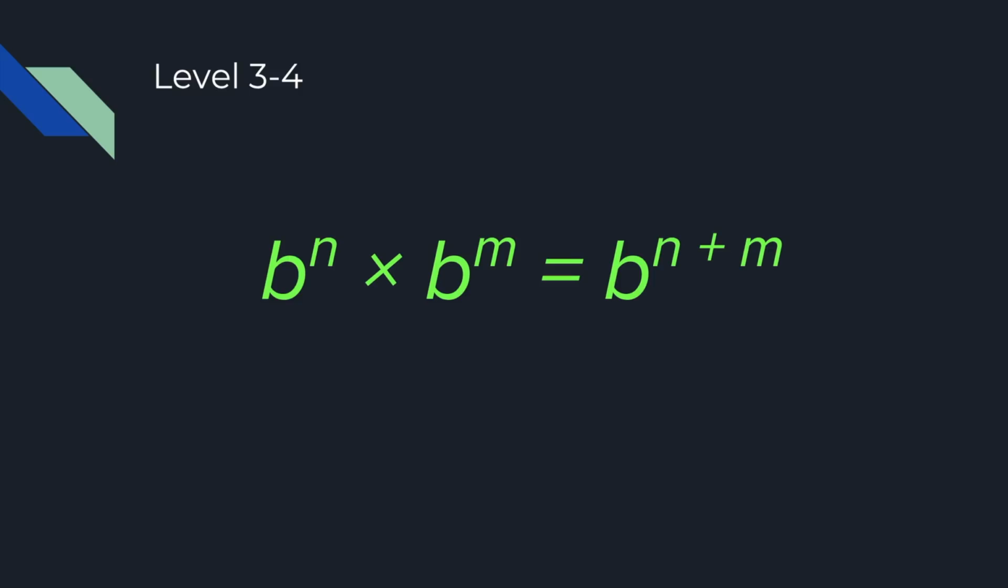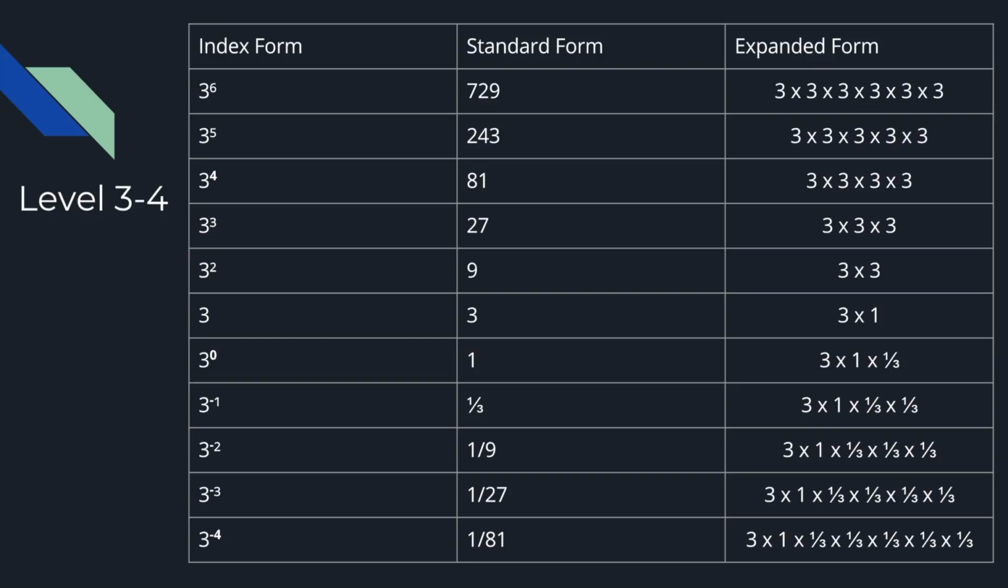So for levels 3 and 4, this was my conjecture: b to the power of n multiplied by b to the power of m equals b to the power of n plus m. Also, this is my table for levels 3 and 4, where the base is 3. I also put 3 to the power of 5 and 3 to the power of 6 as an extra, like the table in levels 1 and 2.